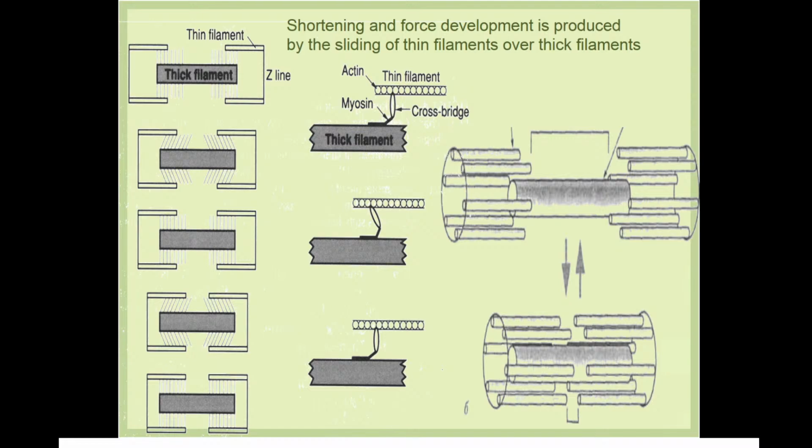The force developed by the bending of the cross bridge is transmitted through the thin filament to the Z line and then through the sarcolemma and tendon insertions of the muscle to the bones. So we can say, and this should be mentioned.